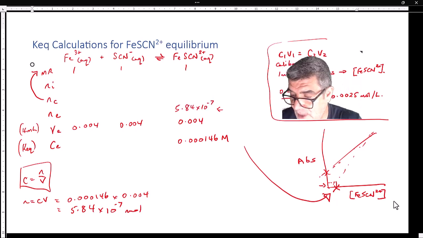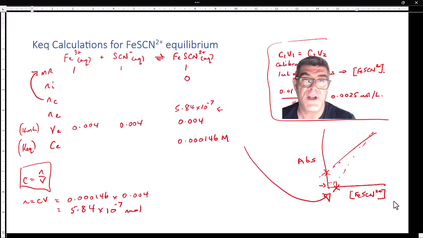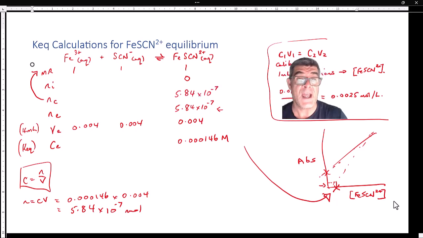The assumption that I'm going to make is that I did not have any iron thiocyanate ions in my initial solutions, so therefore their concentration is 0, their number of moles is 0. So therefore the change in order for me to get to this number of moles is the same number. Okay, so 5.84 times 10 to the minus 7. So that is the number of moles of this ion that has been produced during this reaction.